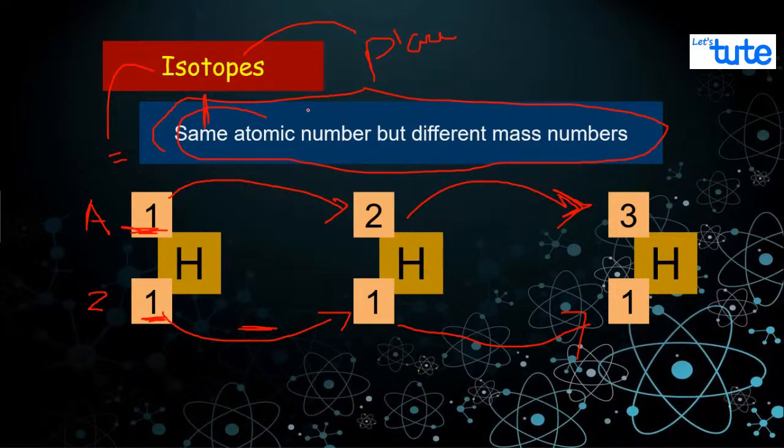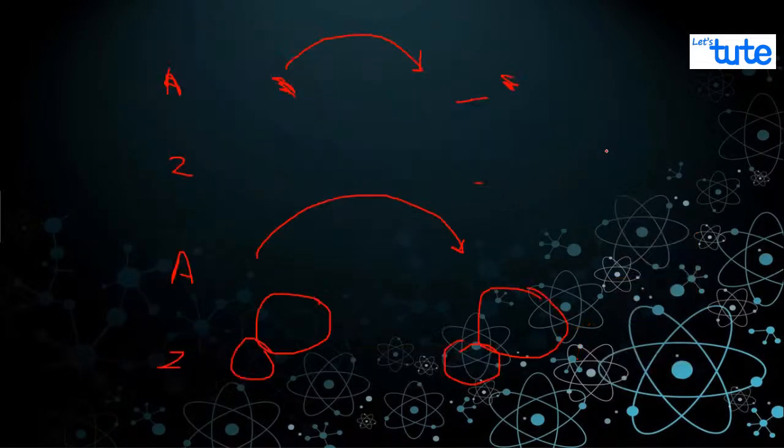Examples are also given for simplicity, to help you understand the difference between different isotopes and how their masses differ. But this is the only definition you should know for isotopes: same atomic number, different atomic mass number.